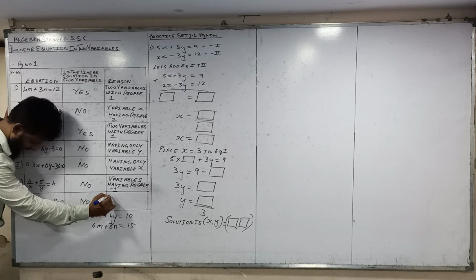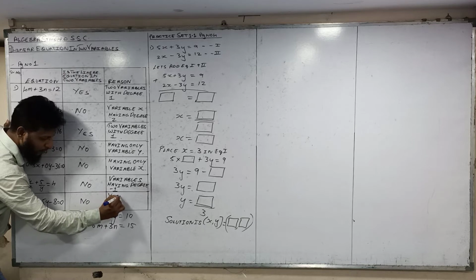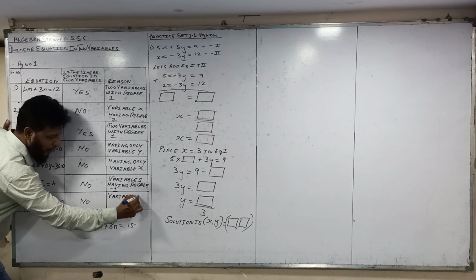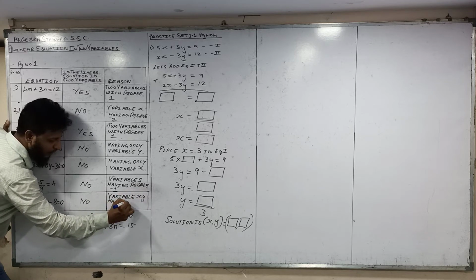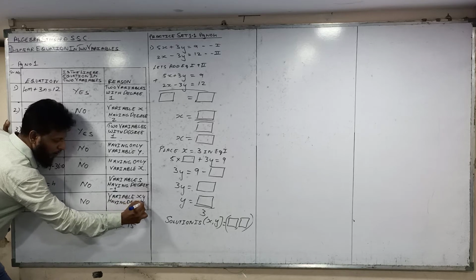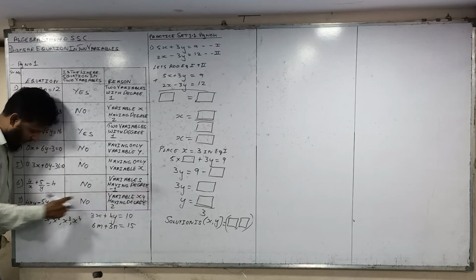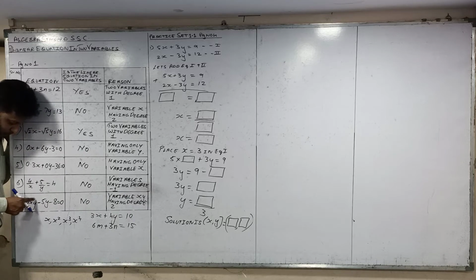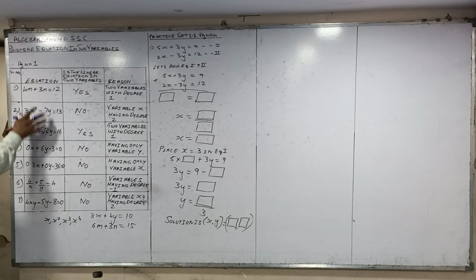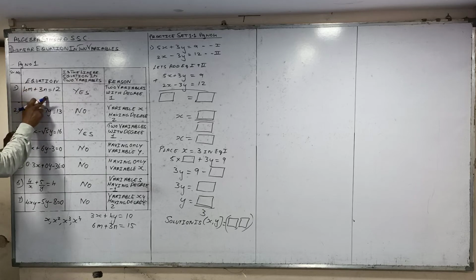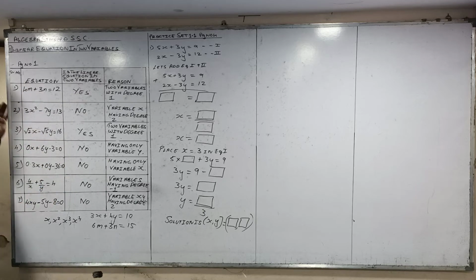For the variables together, x and y, x has degree 1 and y has degree 1 together, so their degree becomes 2. So this is also not a linear equation in two variables. Okay, so you understand: this and this are the only equations in two variables, others are no.